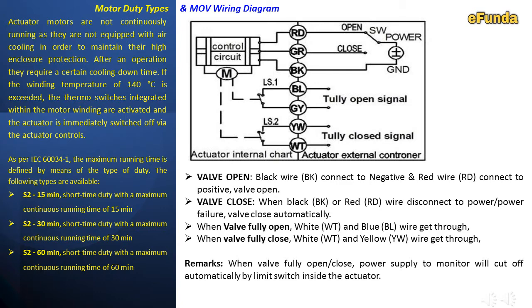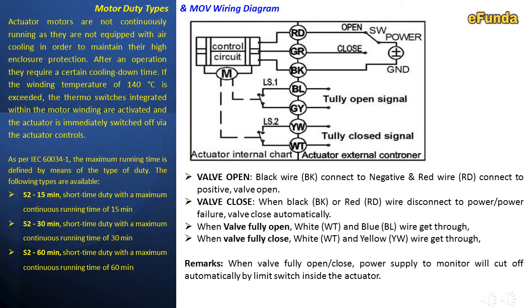Motor duty types and MOV wiring diagram. Actuator motors are not continuously running as they are not equipped with air cooling, in order to maintain their high enclosure protection. After an operation, they require a certain cooling down time. If the winding temperature of 140 degrees Celsius is exceeded, the thermo switches which are integrated within the motor winding are activated and the actuator is immediately switched off via the actuator controls.